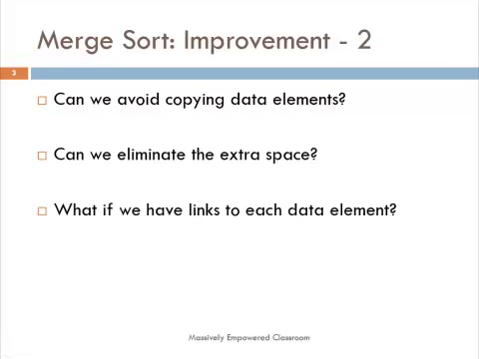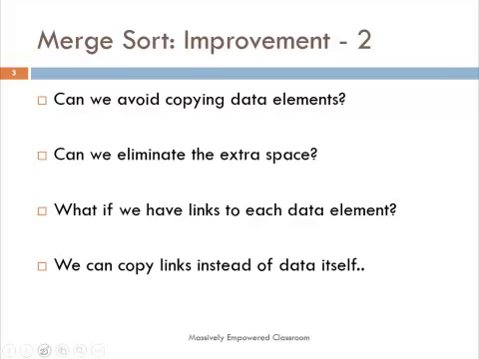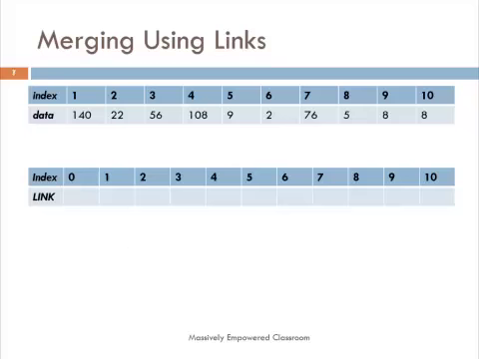So we will see if we can avoid copying the data as well as that additional space required by having links to the data elements. So we only exchange links, we only swap links, we move links, we don't actually touch the data elements. The data elements are compared, but other than that they are not copied or swapped or moved around. That's the improvement that we are going to consider now. Of course, we do still need the extra space for storing links, but that is typically much smaller than the space required for keeping another copy of the data elements, right? So we copy links instead of the data itself.